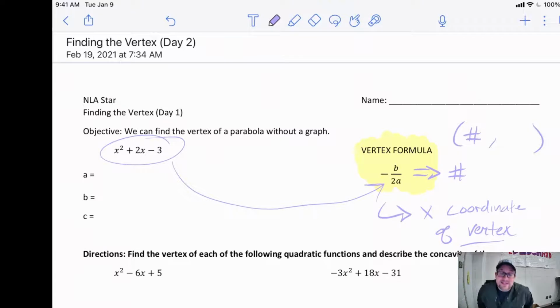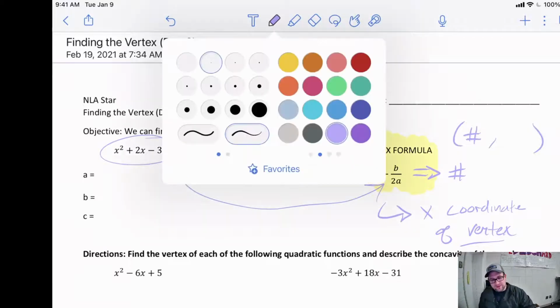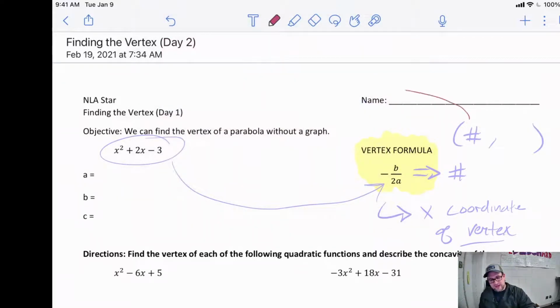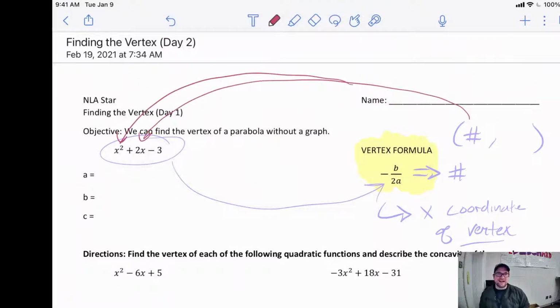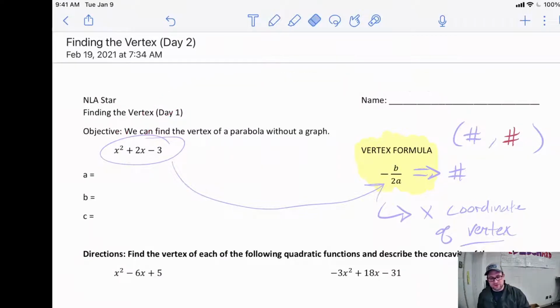Now, to get the second number, and this is always the part that kind of messes with kids, you take this and you plug it back in the two places where you see an x. We've been using our calculator to make sure we've been accurate. When we punch it in and hit enter, we get another number out, and that number becomes the y-coordinate of our vertex, and we're done. So let's go through this process here.